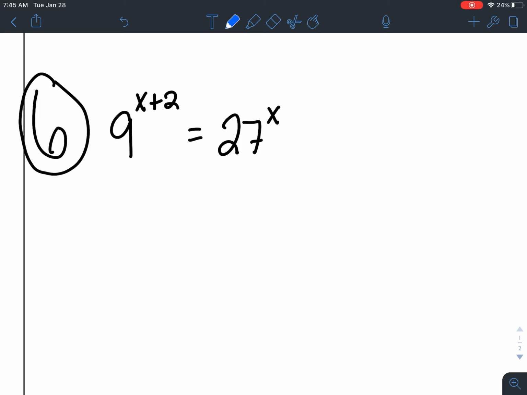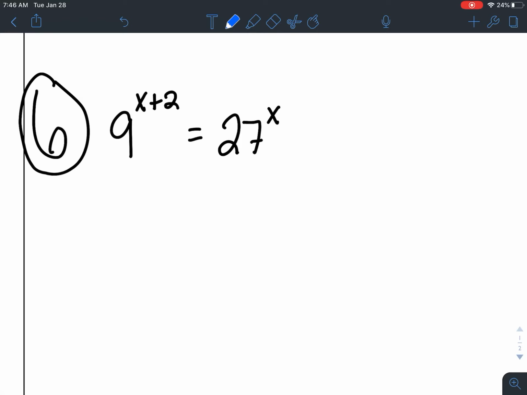For this one, it is even more complicated because 9 and 27 could both simplify. And unfortunately, 27 is not a perfect power of 9, so I can't just rewrite 27 as like 9 squared. That would be 81. So in this case, I have to rewrite both sides so that they are both the same base.